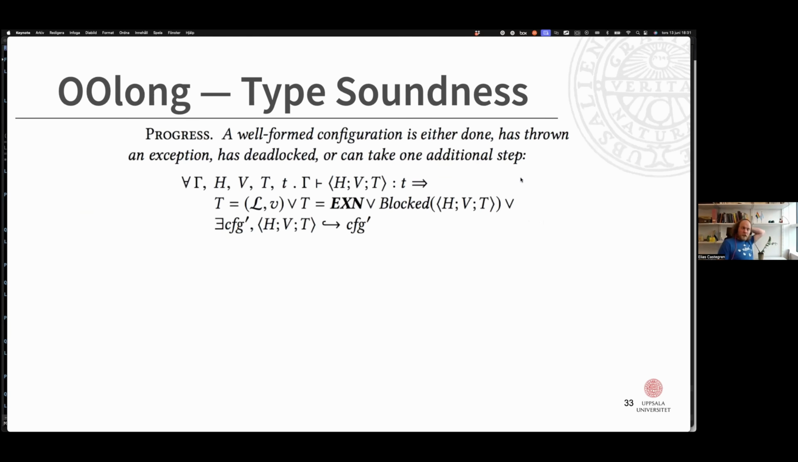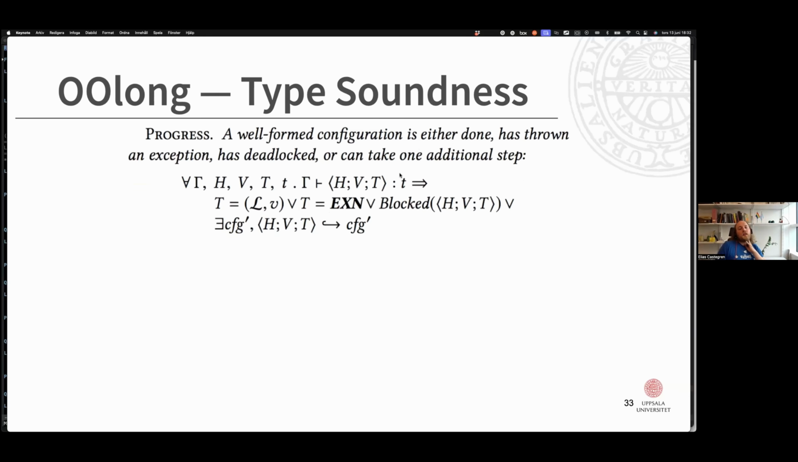So the type soundness formulation is mostly standard. It's done by proving progress and preservation, just as in Software Foundations. With the exception that we now have exceptions. Again, no pun intended, I promise.